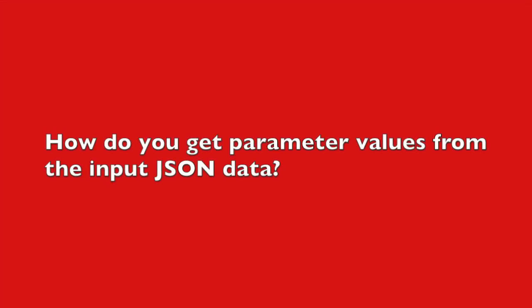Coming back to the question that we had asked at the beginning of the lecture, we extract the parameter values by knowing the structure of the JSON that's passed in. We have the result field within the outer JSON and the parameters field within result. And then individual parameters are identified by their name.